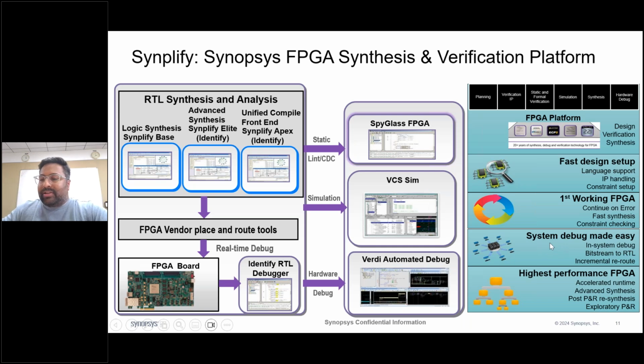If you want to debug your system, we provide facilities like in-system debug and incremental reroute. This makes it much faster to debug your system. At the same time, in Simplify we also have features like advanced synthesis and exploratory capabilities to give you the best, high-performance results for your FPGA-based implementation.